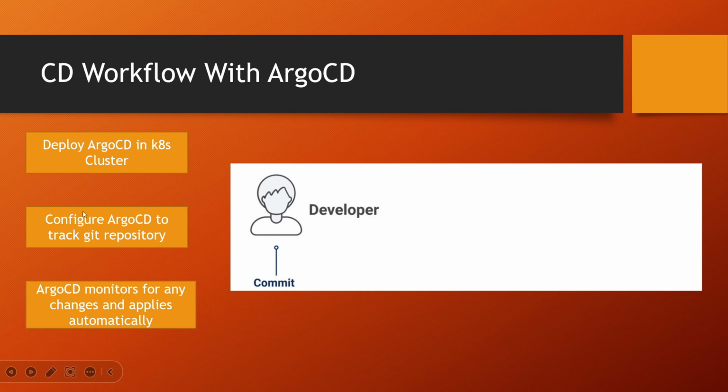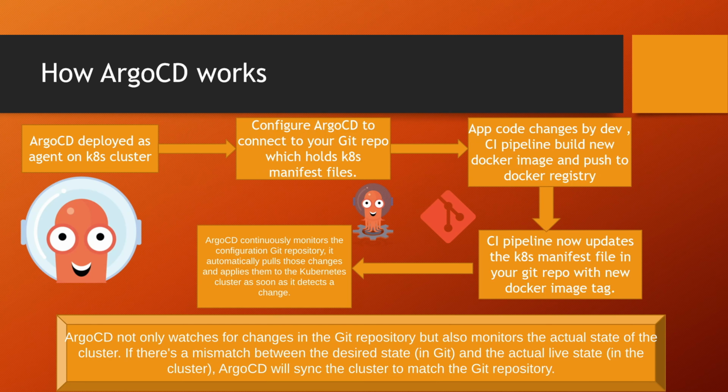After that, once it is configured, Argo CD will continuously monitor your Git repo, and every time there is a change in your Git repo, it will automatically sync those changes onto your Kubernetes cluster. Okay, that we are going to see practically also.